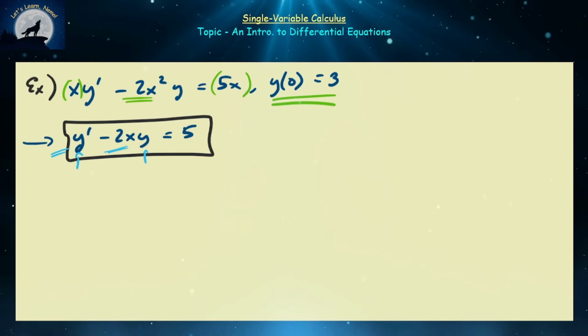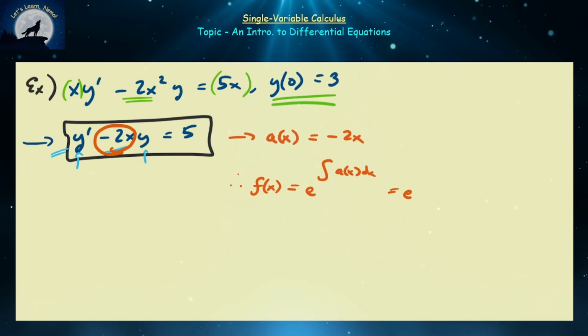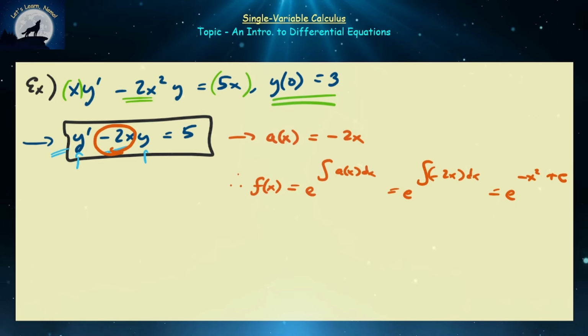Therefore, we have to multiply both sides by what we call the integrating factor. So notice in this particular equation, once we have written it in standard form, the function in front of y is minus 2x. So this is what we refer to as a. So the integrating factor, f of x, equals e to the integral of that particular function a of x. In this case, that's going to be e to the integral of minus 2x dx, which is going to be e to the minus x squared. And you can put the plus c here, but actually you don't need it. I'll let you explore why we can just avoid that plus c. Hint: it cancels on both sides when you multiply by e to the c.